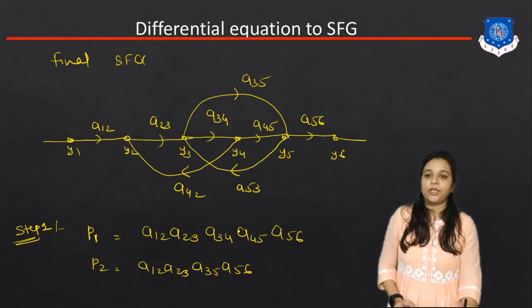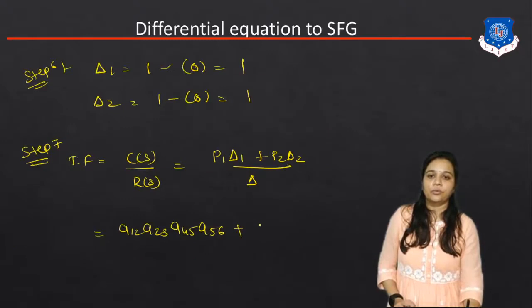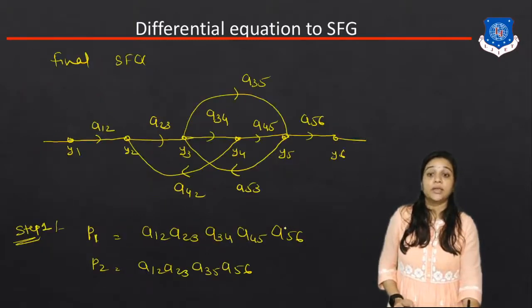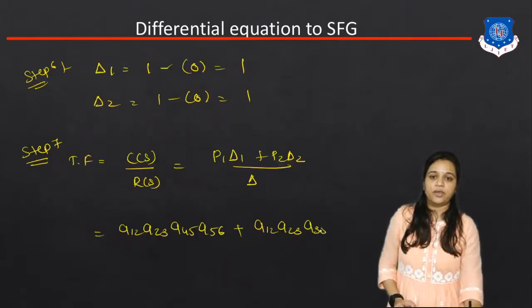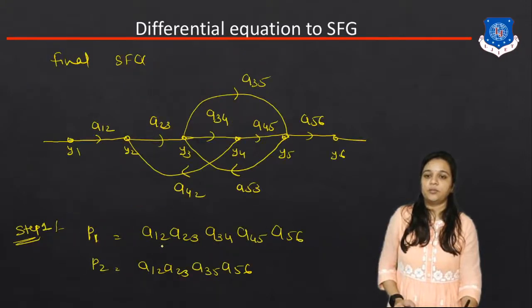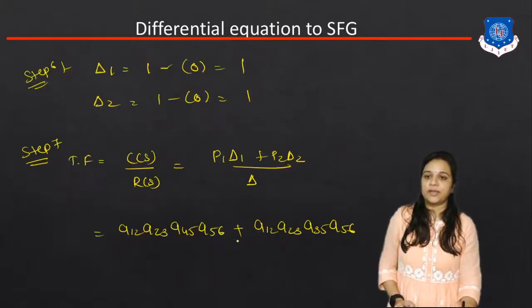What is the value of P2? That is A12, A23, A35 and A56. One term is remaining for P1: 3, 4, 4, 5 and 5, 6. So here 3, 4 is missing, A34. And what is the value of delta?